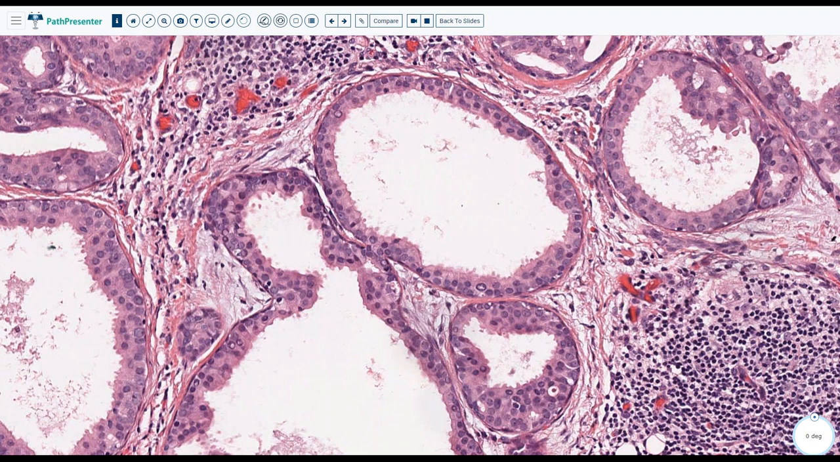GATA3, but you would like to do 2 immune stains as well. They are CK5/6 and P63. Anybody know why? Why do we do this P40 or P63 and CK5/6?